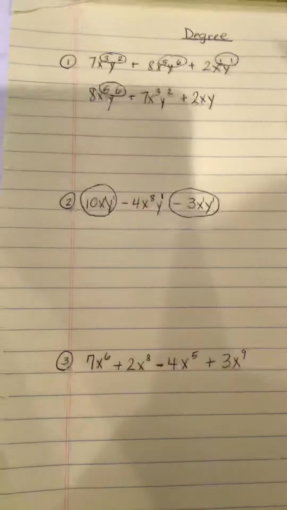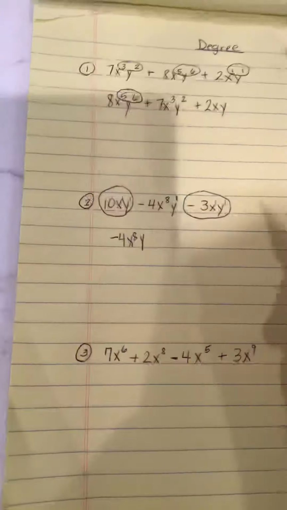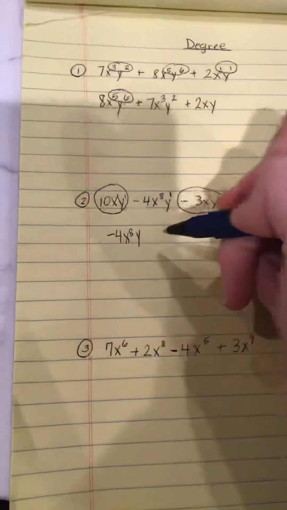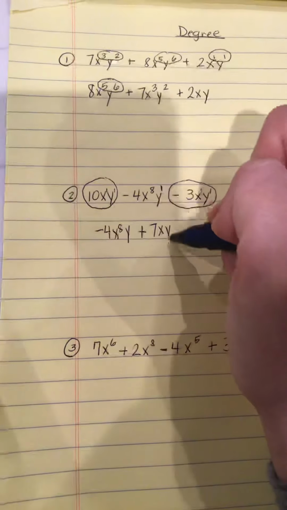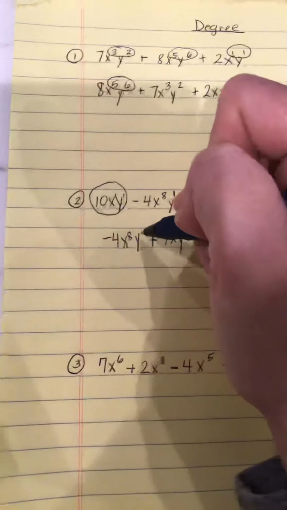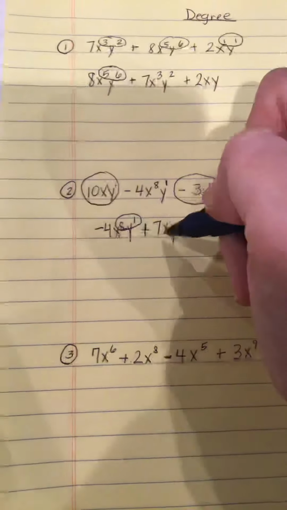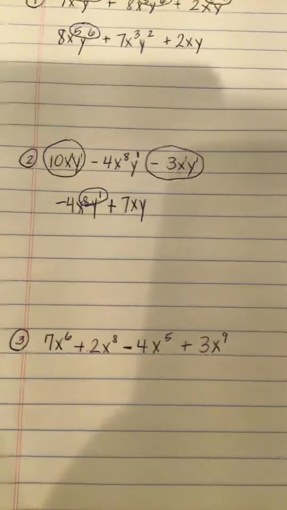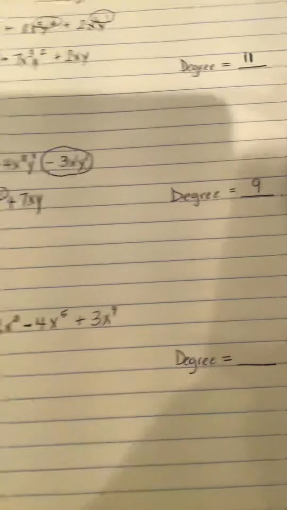The 9 goes first, so you write the negative 4x^8y. And now you can add them. 10 minus 3 is 7. But nothing changes when you add. Don't change the exponents when you're adding. So it'd be 7xy. So again, I'm going to put that one to show you. 9 is the strength of the whole polynomial. It defines the whole thing because it's the highest. So your degree would be 9.